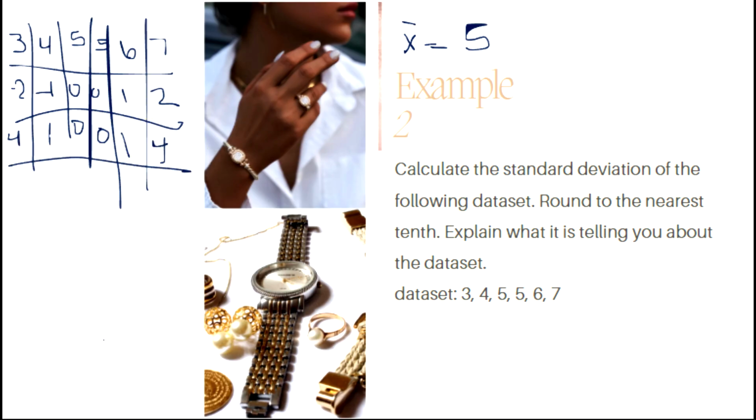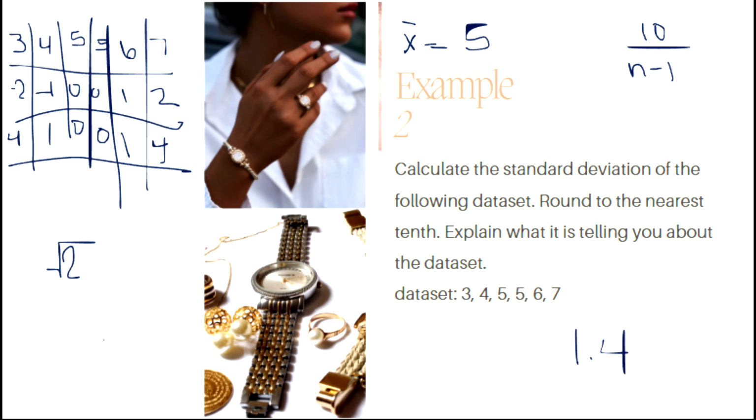Now we need to find the mean again for these numbers. So 4, 5, 6, 7, 8, 9, 10. So that's going to be 10 divided by n minus 1, which is 6 minus 1, so 5. That's going to give us 2. And then we need to take the square root of 2, which we've done before. We want it to the nearest tenth, so it's 1.4.